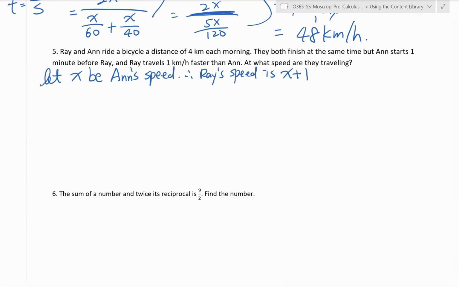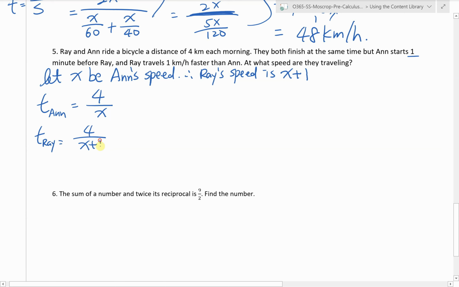Okay, now it says they both ride the bicycle a distance of 4 kilometers each morning. So the distance is the same, but because it's at different speed, therefore the time is going to be different. However, it says they finish at the same time, but Ann starts 1 minute earlier. So what I'm going to do is write down the expression for time. This is Ann's time, and her time is simply the distance divided by speed, so 4 divided by x. For Ray, it is simply 4 divided by x plus 1.